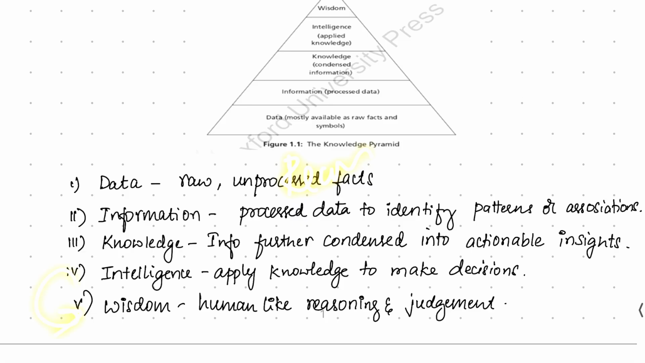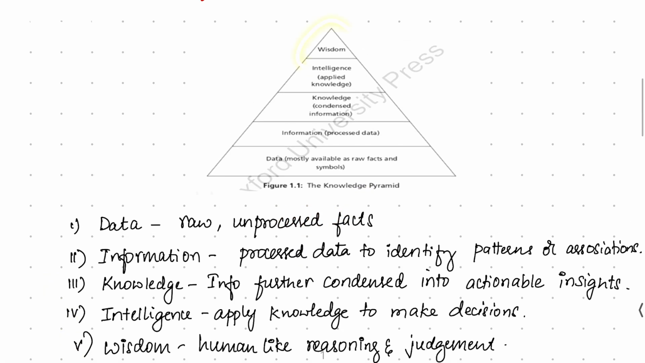Then comes wisdom. Wisdom is the highest level. Wisdom is similar to human-like reasoning and judgment. It will have a broader context, long term impacts and ethical considerations. We can say that machines have not reached this level yet, but soon they are about to reach there.